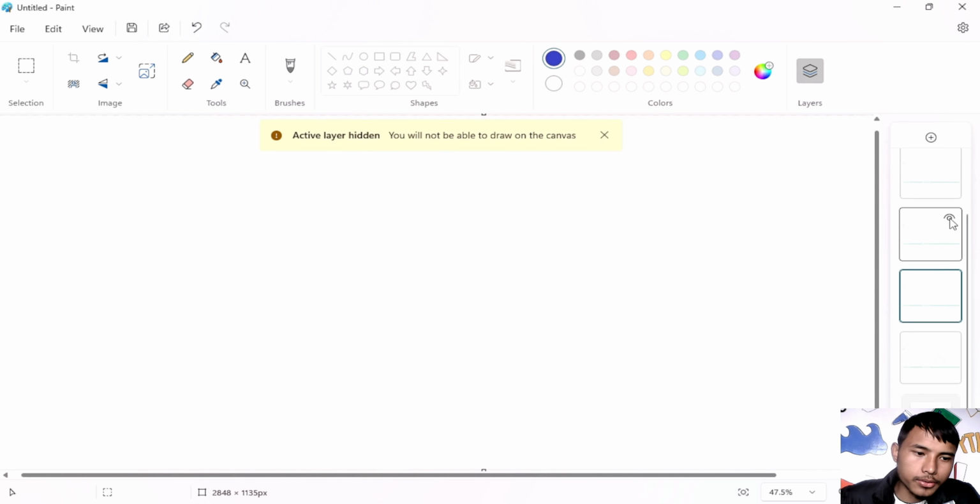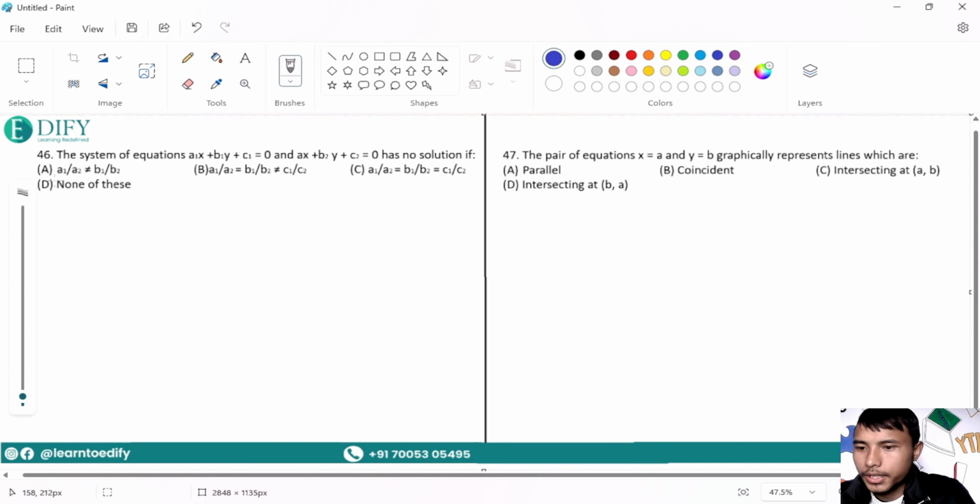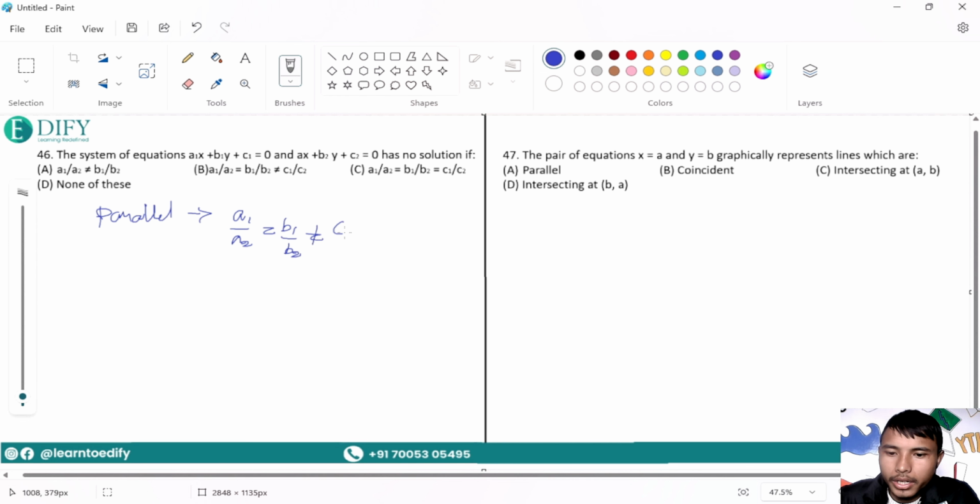Easy. Now next question, 46. The system of equations, again this one and this one, has no solution if they are parallel, correct? If the graph is parallel, then there is no solution. And the ratio for parallel lines is a1 by a2 equals b1 by b2 and it is not equal to c1 by c2. So the answer is option B.